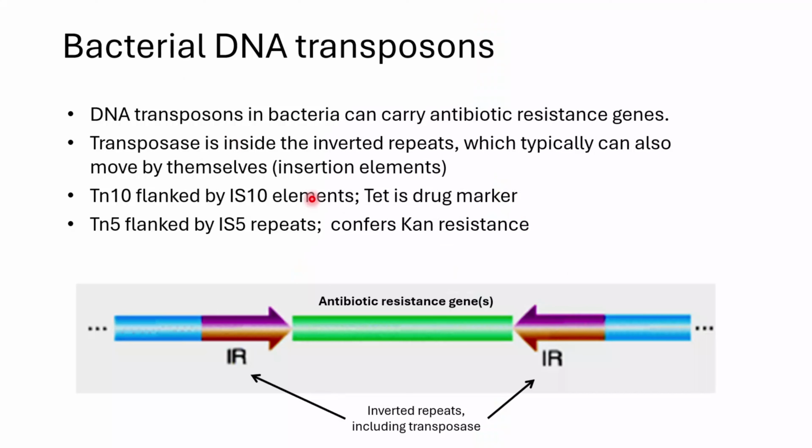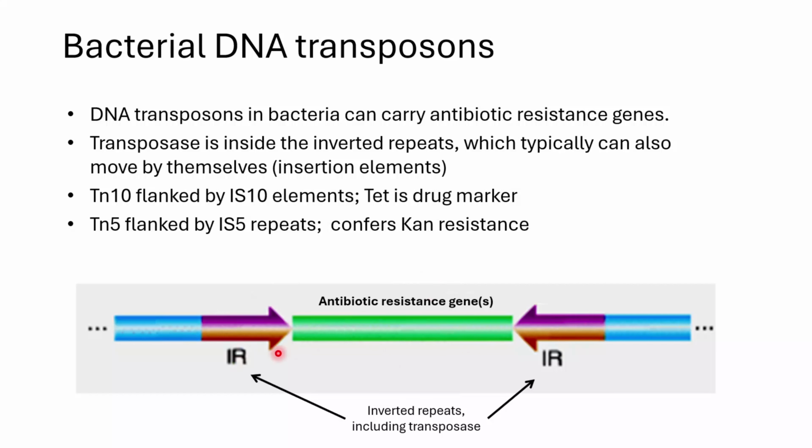So we'll go back a little bit to bacterial DNA transposons. The DNA transposons were first discovered, obviously, in bacteria. Anything you discover is related to antibiotic resistance. So when these guys moved from one spot to the other, they either gave resistance or not, because the antibiotic resistance gene was inside the transposon.